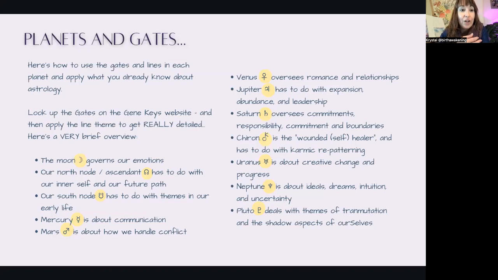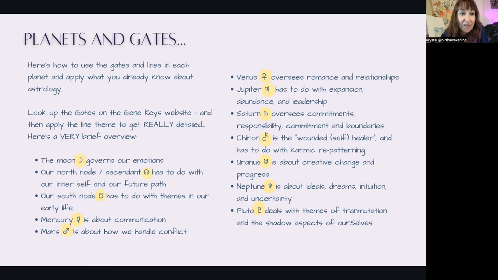So an overview of the planets and celestial bodies that you'll see. Here's a very brief overview. If you're already into astrology, you probably know a lot more about this, but very briefly, you're going to see things like Mercury is about communication. Chiron is the wounded healer and has to do with karmic repatterning. Neptune is about dreams and ideals. So we can get really, really specific about this.